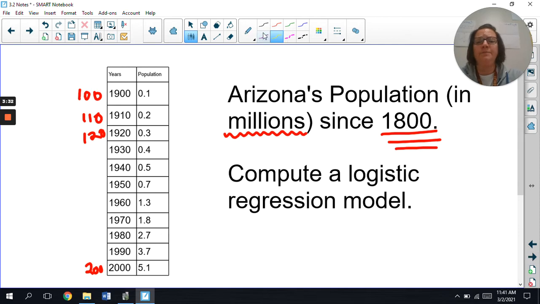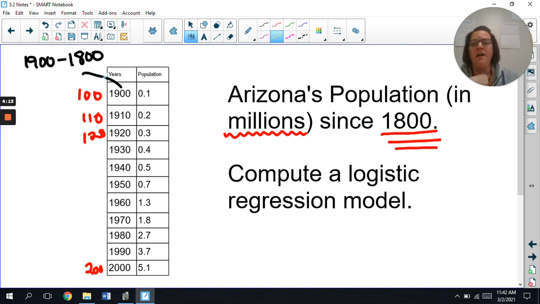In this case, we have a table, and we are looking at the population of Arizona in millions. That means all of these are listed in millions, like 3.7 million, 0.5 million. The key part here is it's years after 1800. So I would have to take each one of these, for example 1900 minus 1800, and that's how we would get 100, and so on.